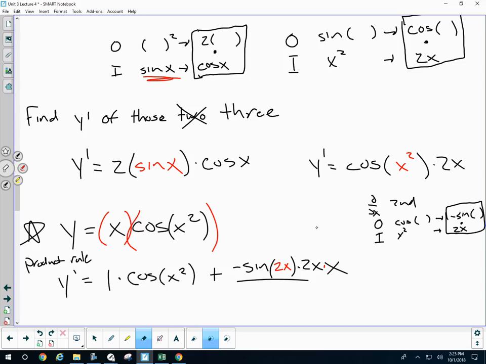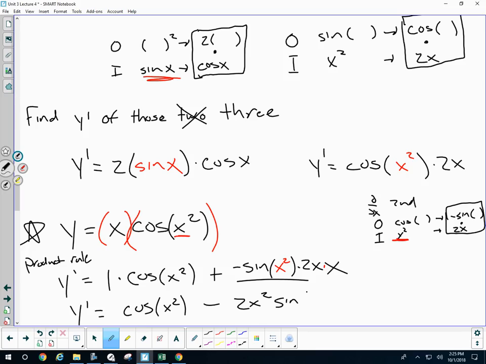Take the product of the derivatives of the individual pieces being composed. Okay, and if I were to simplify, I would probably just write the guy on the right as minus 2x squared sine x squared.